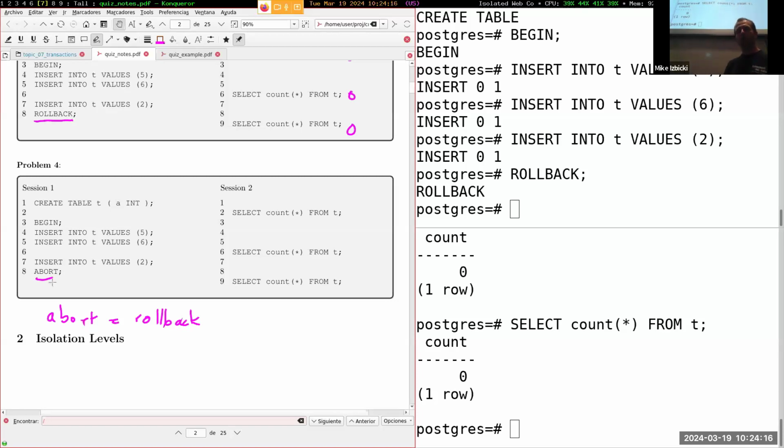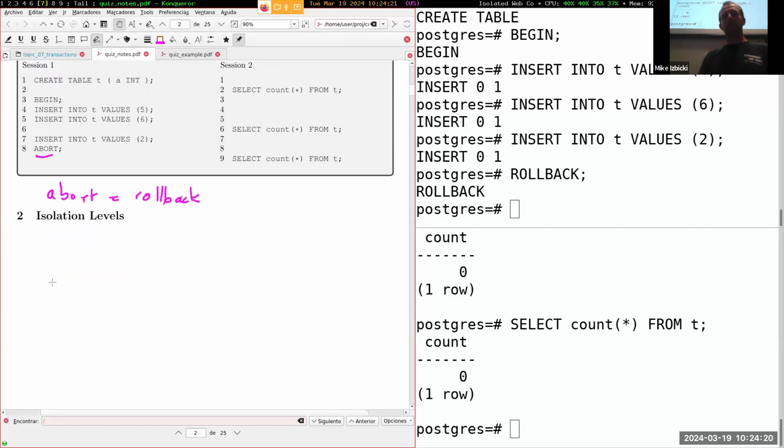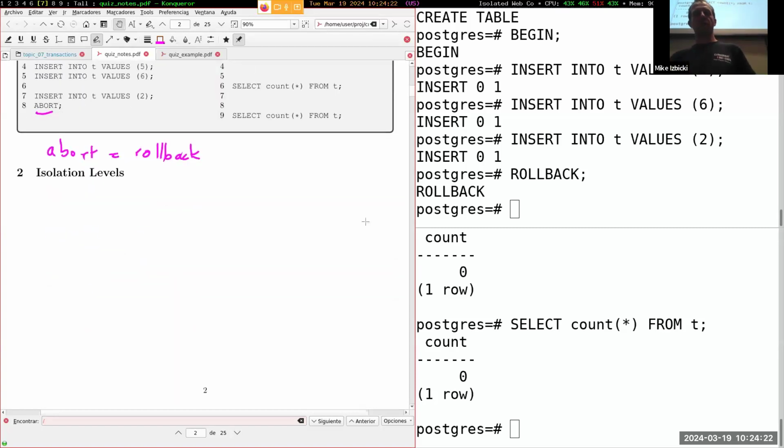Okay, one of the key words for databases, for these transactions that will be coming up a lot is the word atomic. And in Postgres, all transactions are atomic. And what atomic means is that either everything happens or nothing happens.